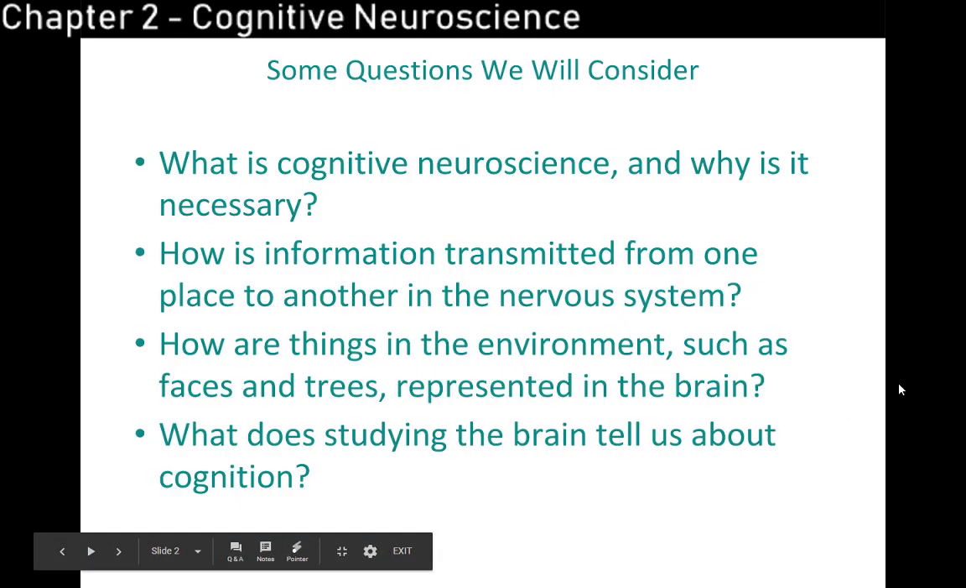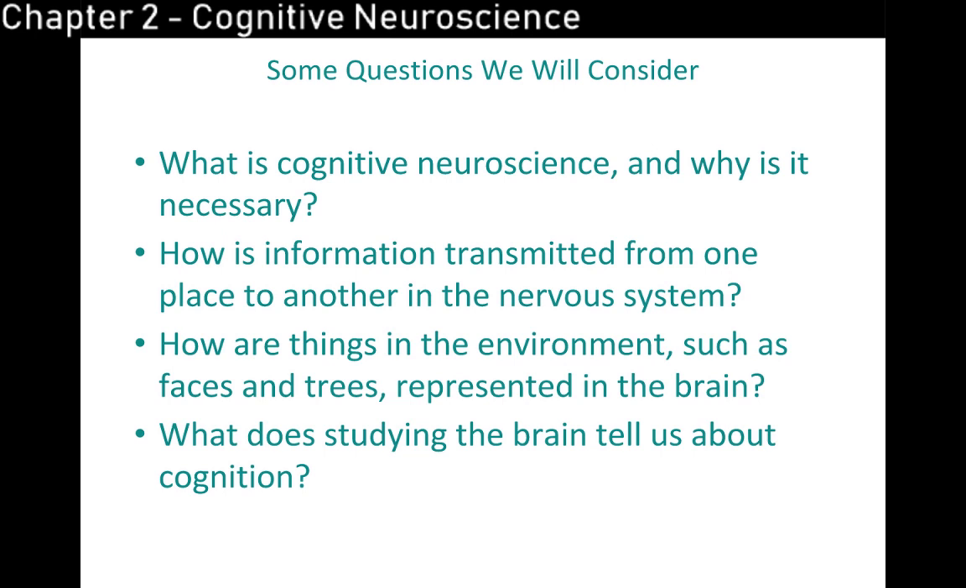Now, some questions to think about as you are reading through the chapter, as you're completing the quiz and going over your chapter notes. One of the things to think about is what is cognitive neuroscience and why is it necessary? So we'll talk a little bit about why understanding the biology of the brain is important regarding cognition.